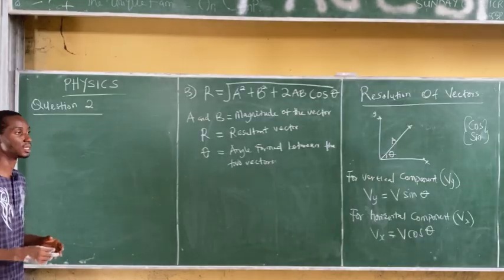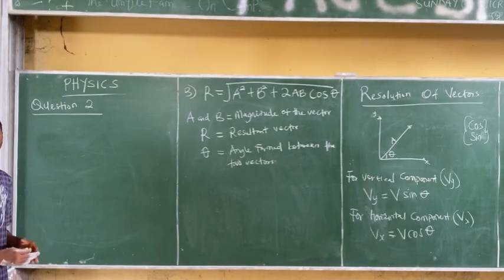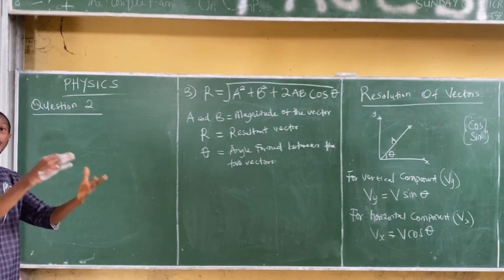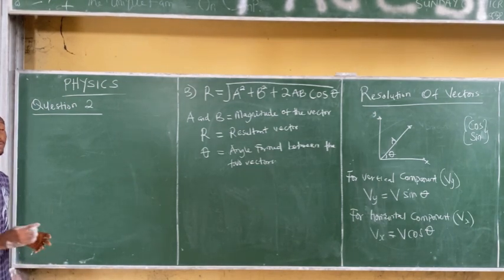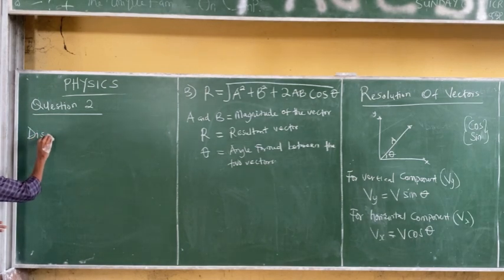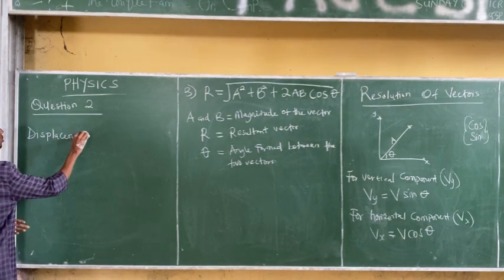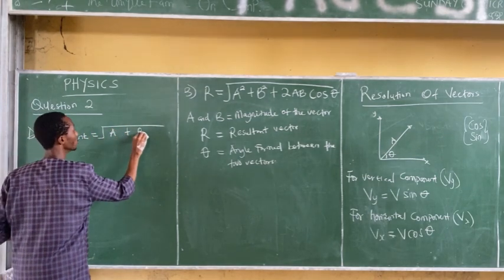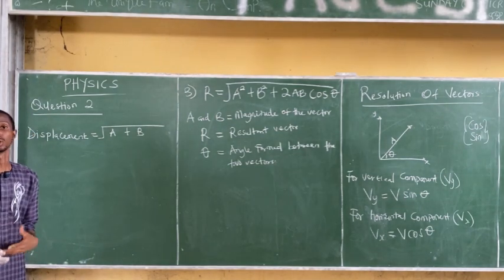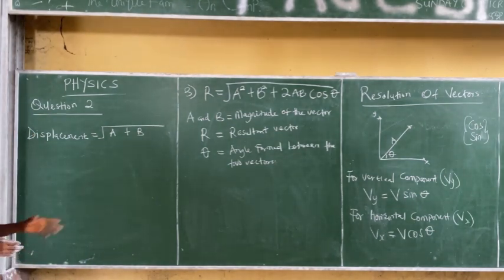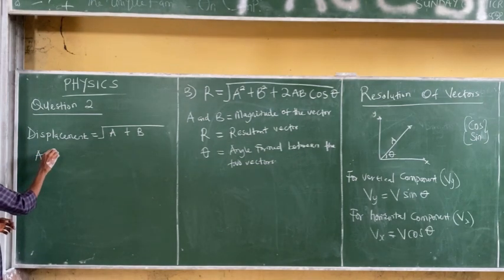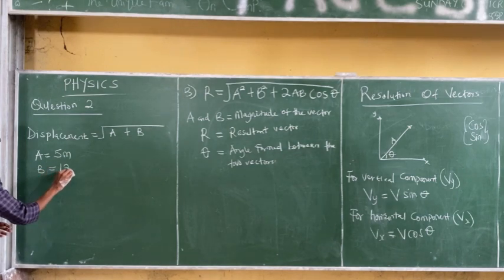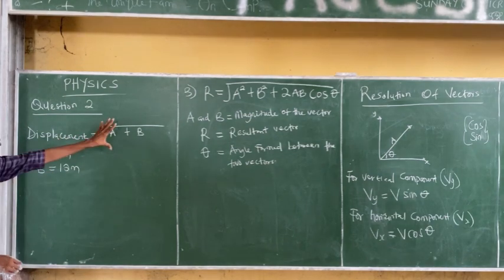Note that displacement is a straight line distance. Displacement is given by this formula: displacement is equal to the square root of A squared plus B squared, where A and B are the two distances. From the question, they gave us A to be what? 5 meters. And they gave us B to be what? 12 meters.